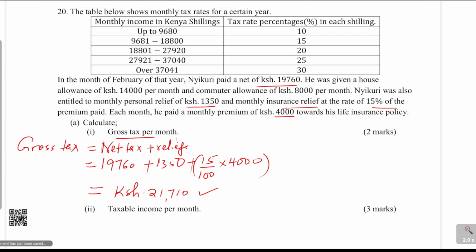We got part 2, the taxable income per month. So how do you get the taxable income? We're going to use the gross tax that you have already obtained in part A1, and then we'll move backwards to get the taxable income. So you're going to start with the first band, each of these bands. When I look at these bands, they are uniform apart from the first one. The first one is up to 9680.